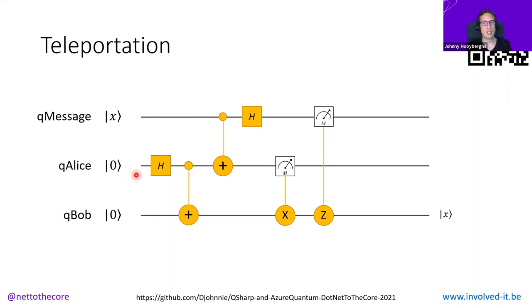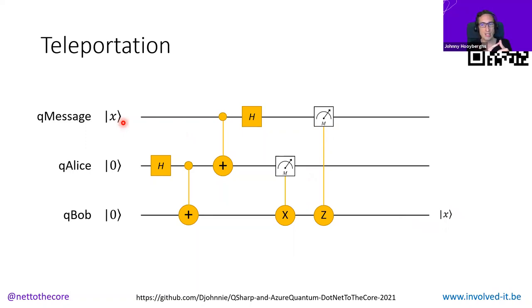If Alice then decides to entangle with the message, do this procedure and pick up the telephone and call Bob. Bob, put your qubit through the X gate, but not through the Z gate, or the other way around, or through both gates, depending on what she measured. Bob's qubit will now have the teleported state from that message. And the only thing that we used was the telephone.